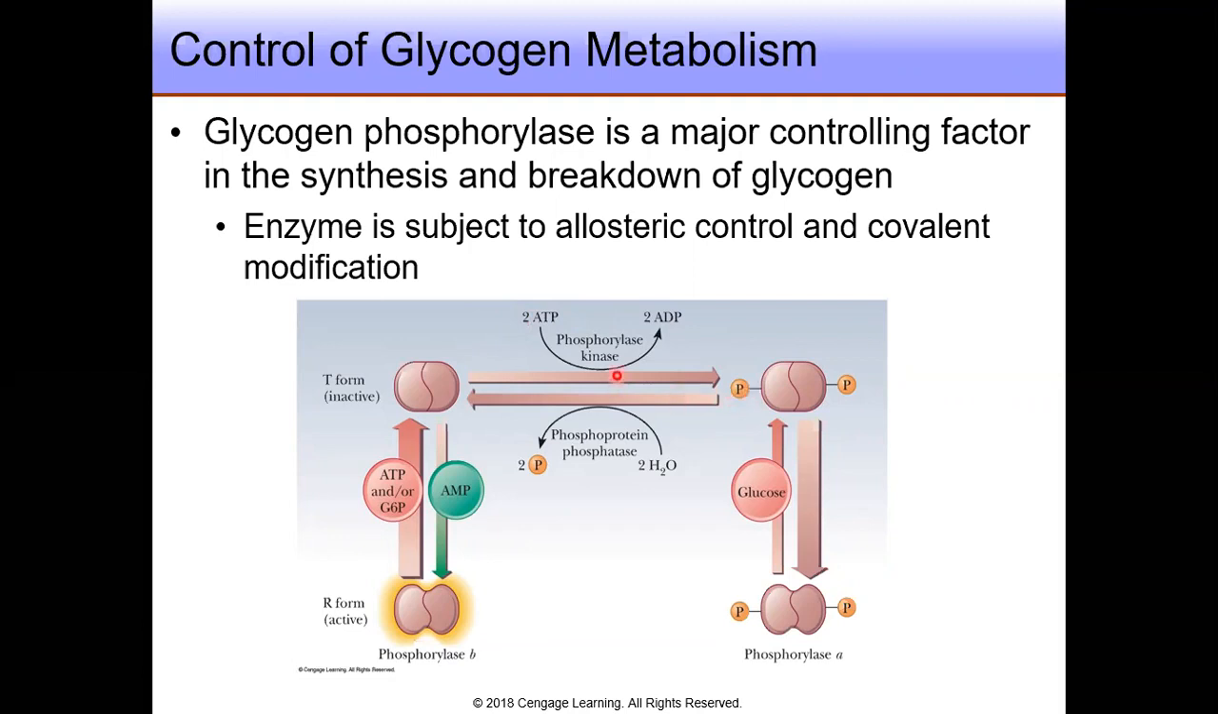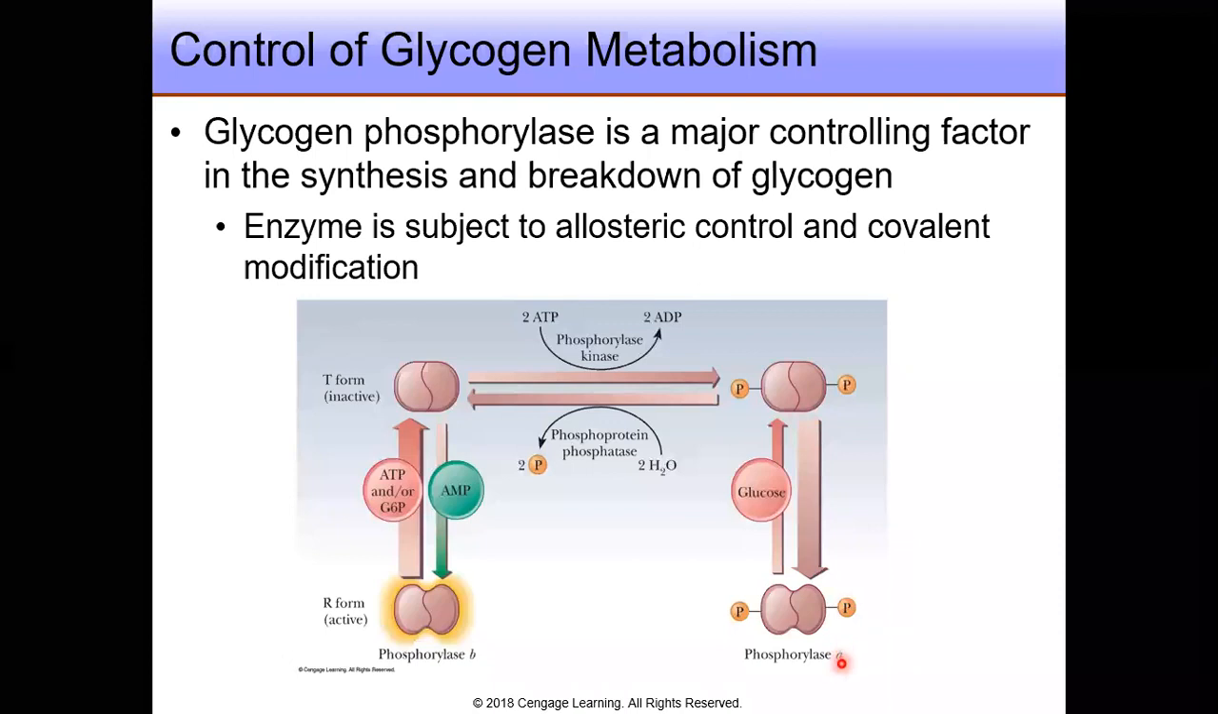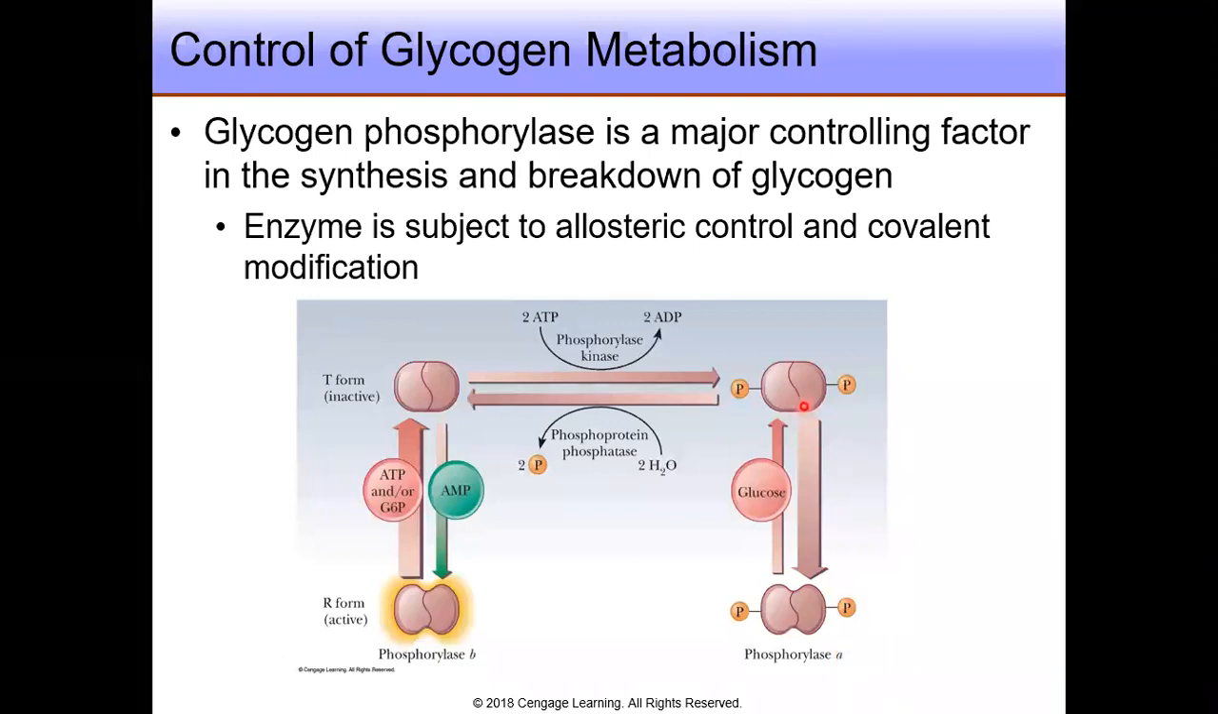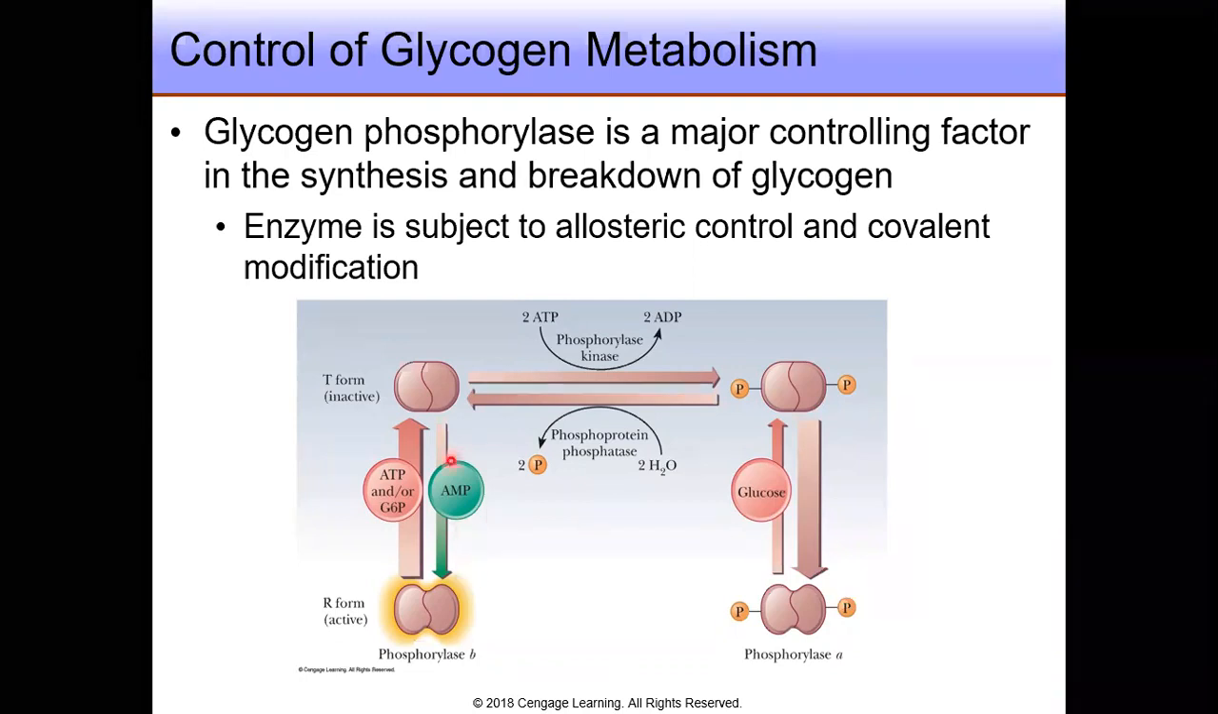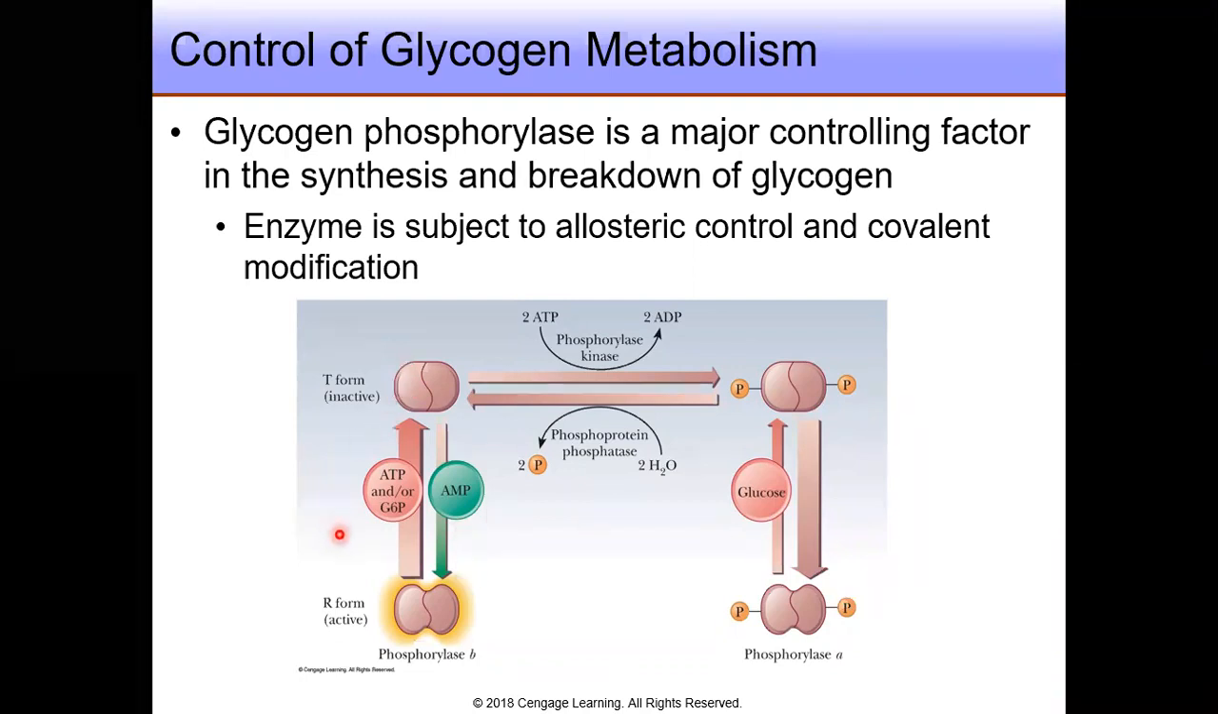Now, this esterification reaction requires an enzyme called phosphorylase kinase, and the opposite process is called dephosphorylation, and it requires the enzyme called phosphoprotein phosphatase. Now, the phosphorylated form of glycogen phosphorylase is called phosphorylase a. So, it is the active one, the phosphorylated one, and the dephosphorylated one is called phosphorylase b.